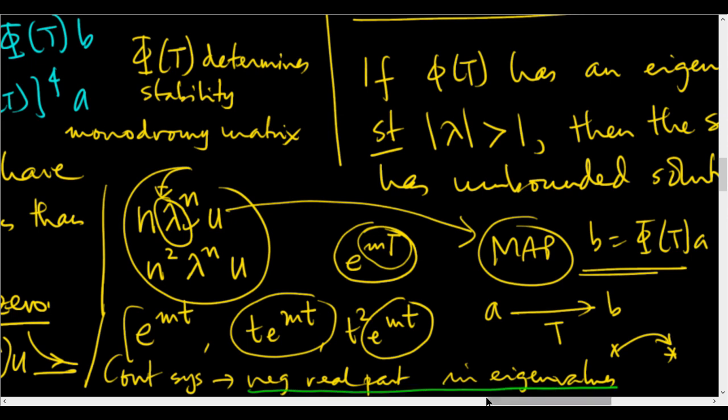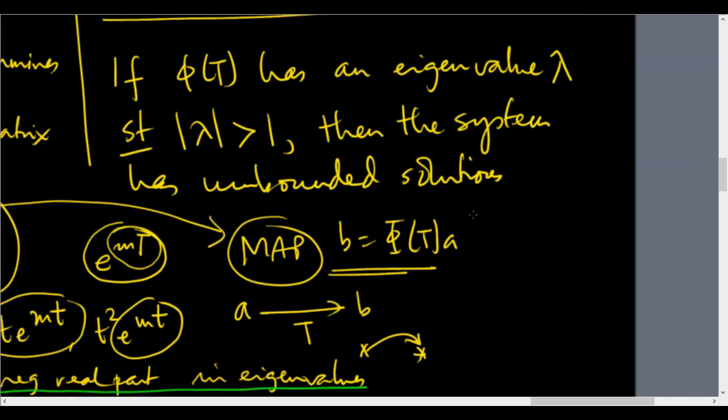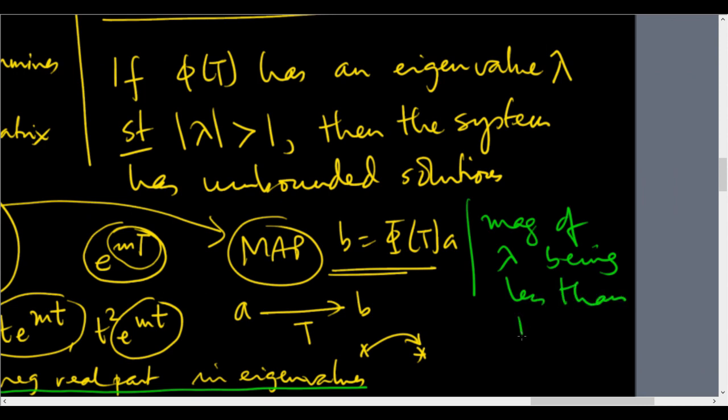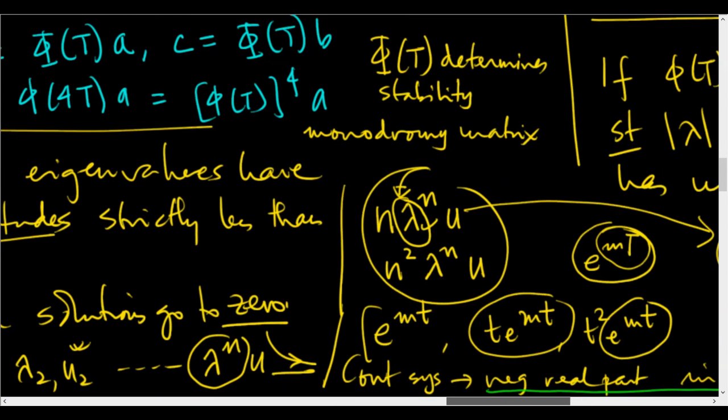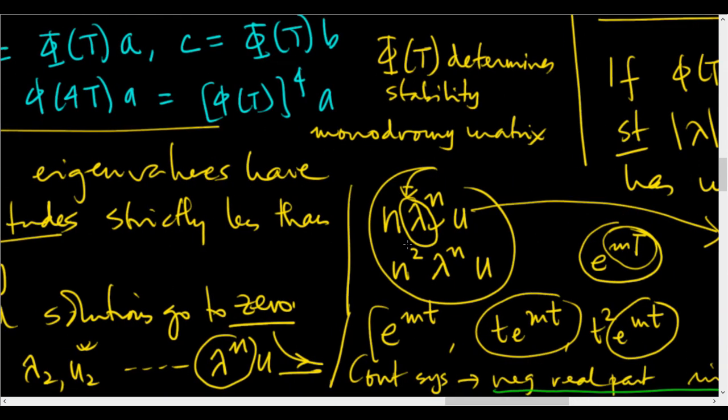For the map, stability has to do with magnitude of lambda being less than 1. If all eigenvalues have magnitude less than 1, then even if you have this polynomial multiplying it, this is an exponential, and exponentials defeat polynomials. For this reason, all solutions will go to 0.